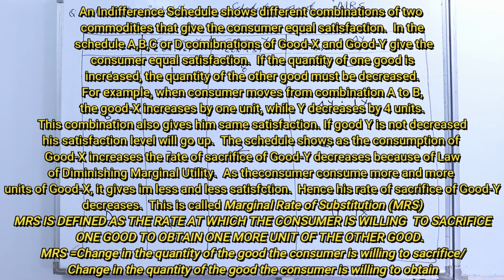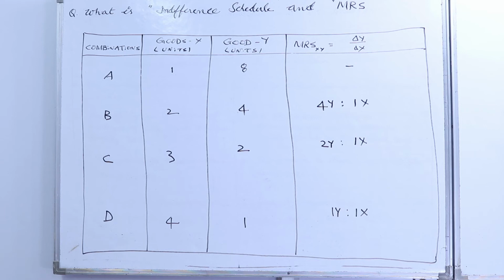To put it in one sentence, how do you define MRS? It is the rate of sacrifice of one commodity in order to gain 1 more unit of the other commodity. Or to see it from the table, the rate of sacrifice of good Y to obtain 1 more unit of good X. The formula: MRS XY is equal to delta Y upon delta X. What does it mean? Units of good Y sacrificed upon units of good X gained. That is sacrifice upon gain, that is MRS.